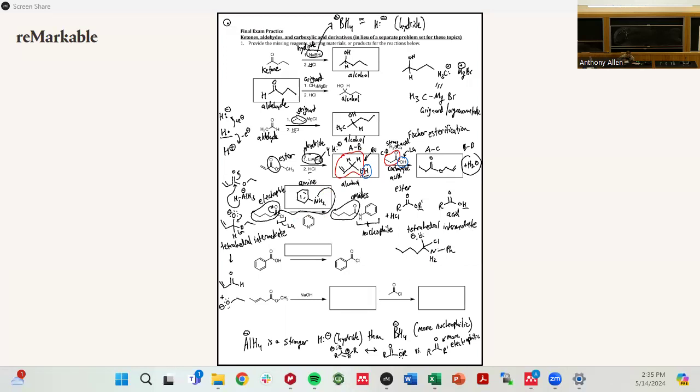I would highly recommend, if I were the person designing an exam, I would be that person to recommend knowing the tetrahedral intermediate of an amine reacting with a carboxylic acid derivative. That could come up. It very much could.